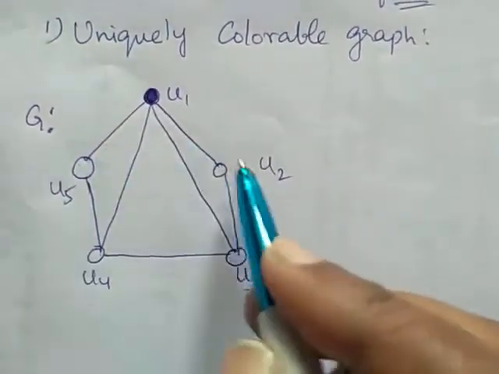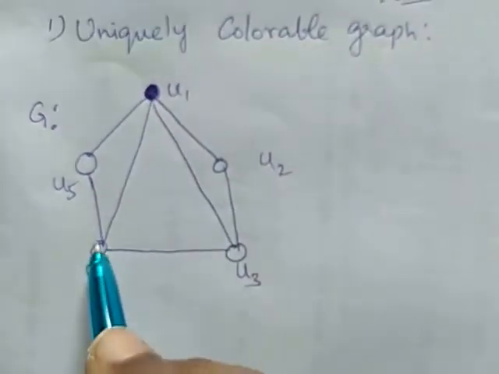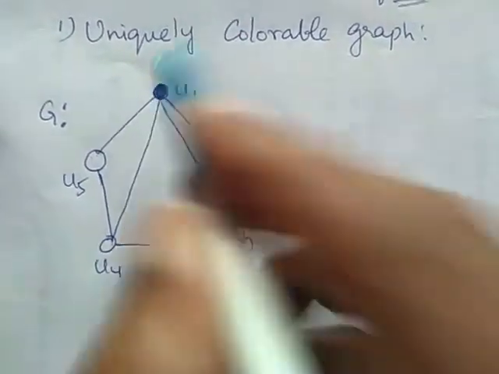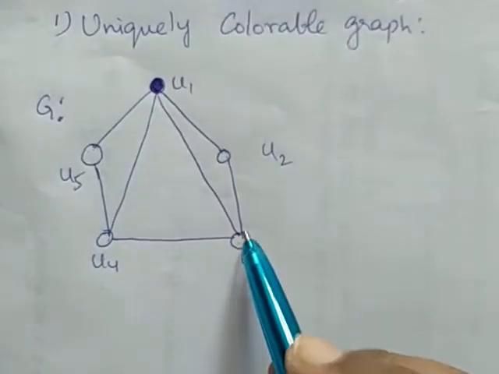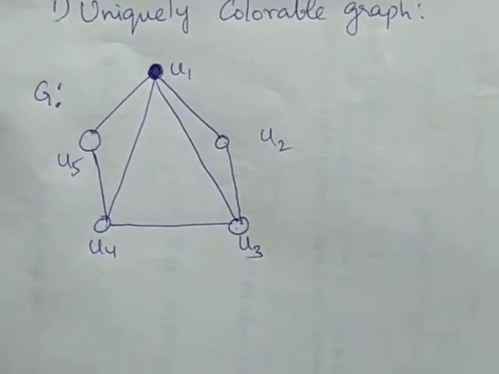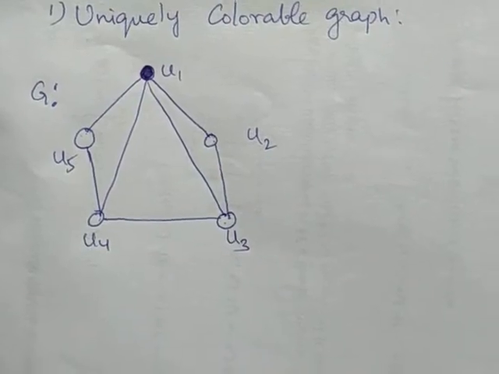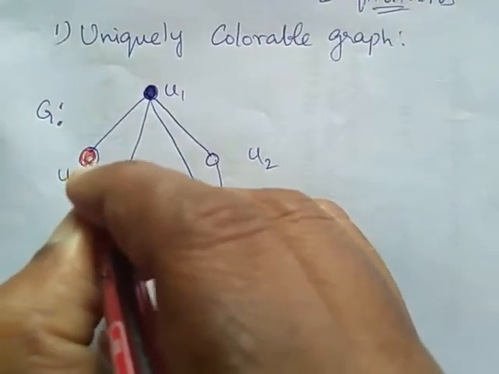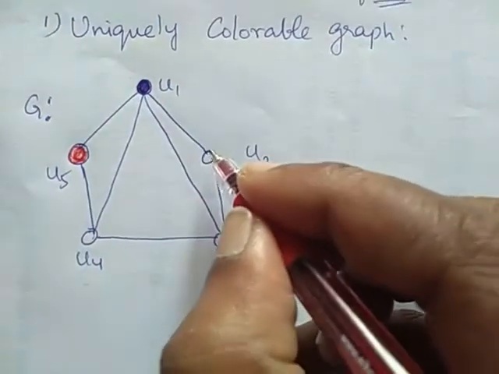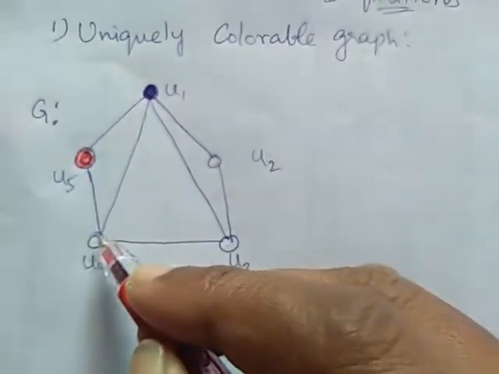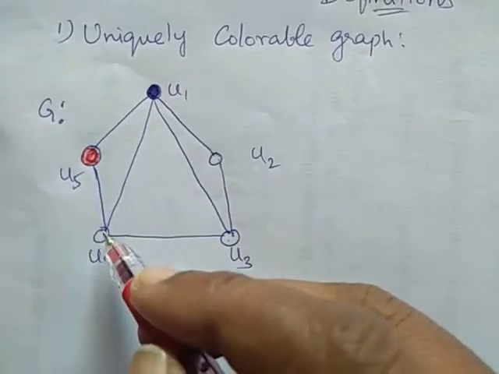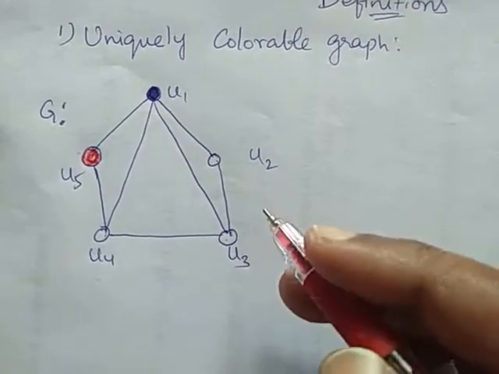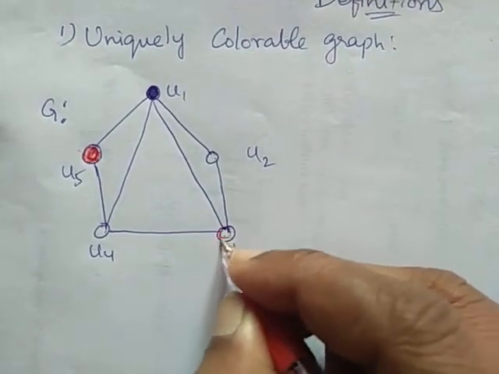Since these two are adjacent, and this is adjacent to U1, this is adjacent to U1, this is also adjacent to U1, I cannot use blue color again. So I'll choose red color. U5 is red. Since this is adjacent to U5, I cannot use red color again here. But this is not adjacent to this, therefore I'll take red again.